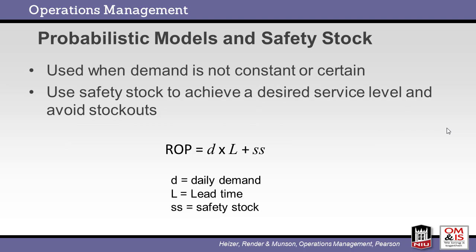Next, we review probabilistic models and safety stock. When demand is not certain, we use safety stock to avoid stockouts and maintain a certain service level. The revised reorder point equation is shown here. The difference is that we have added safety stock, SS, to the daily demand multiplied by the lead time.